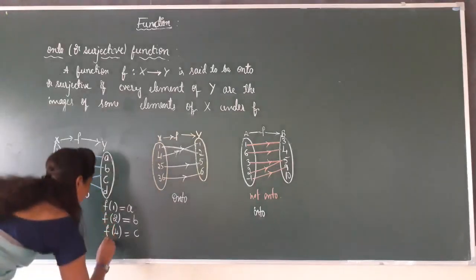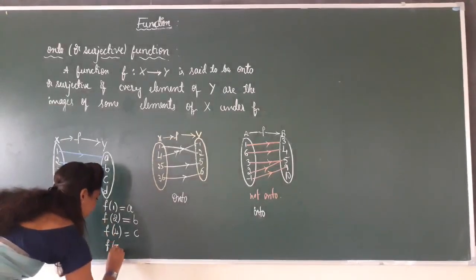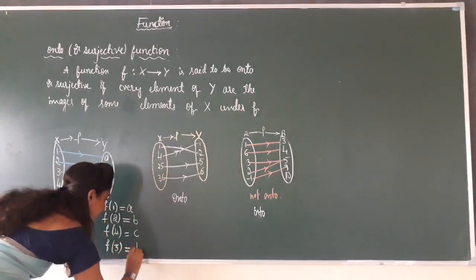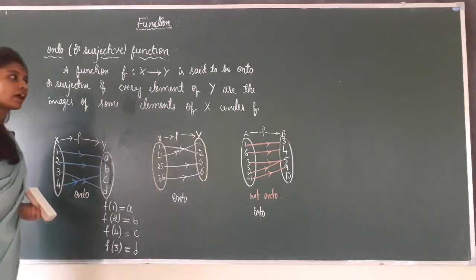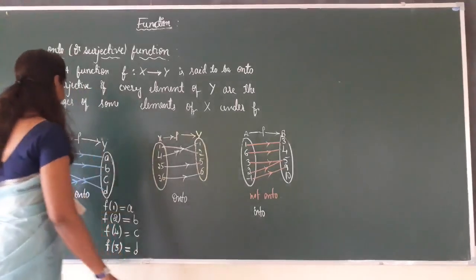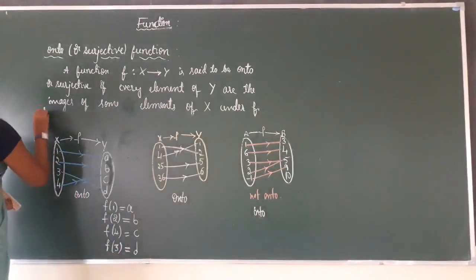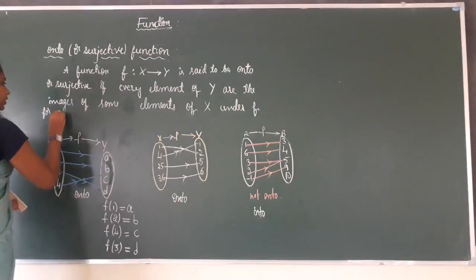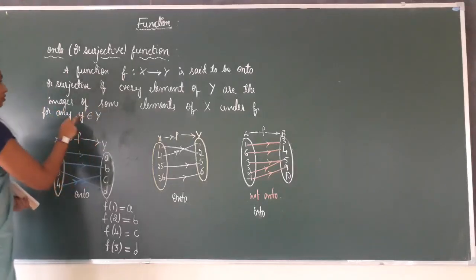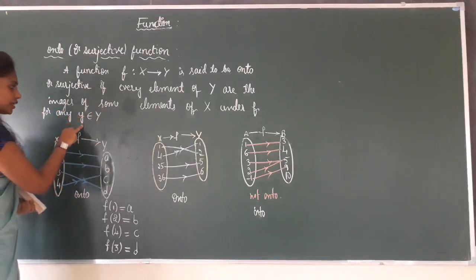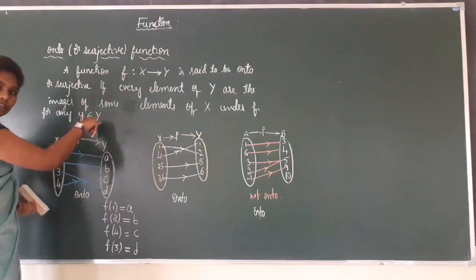That can be written as f of 3 is equal to D. In general, I will write like this: for any element y belonging to the set Y, small letter y is an element of the set Y.